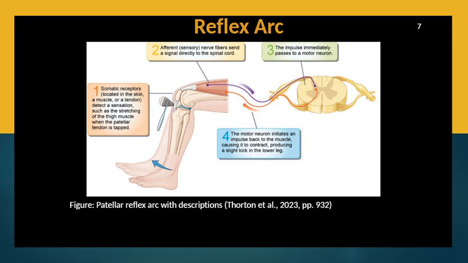They help evaluate the integrity of the spinal cord and peripheral nerves. Absent, weak, or exaggerated reflexes can signal neurologic problems, electrolyte imbalances, spinal cord injuries, or effects of medications. Understanding this pathway helps you interpret reflex testing accurately during neurologic exams.